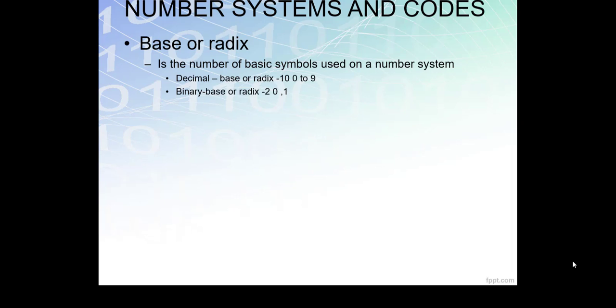Binary base or radix is 2, that means numbers 0 or 1. Octal base or radix is 8, numbers varying from 0 to 7. Hexadecimal base or radix is 16. So within hexadecimal, first we have to write down the numbers from 0 to 9. Then for 10 we have to write A, for 11 we have to write B, for 12 we have to write C, for 13 we have to write D, for 14 E, and for 15 F. So totally there are 16 elements that we have to use within the hexadecimal number system.